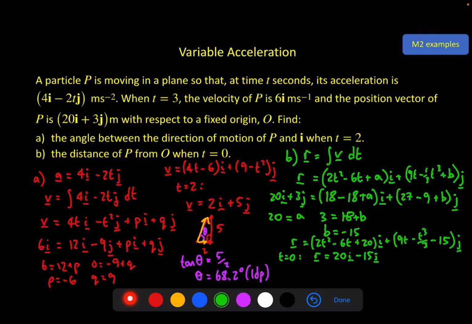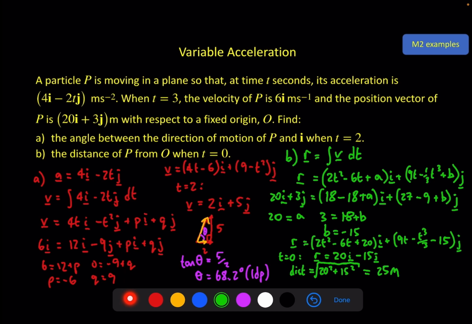So the distance from the origin is just applying Pythagoras here. Distance is equal to the square root of 20 squared plus minus 15 squared, which gives us a surprisingly nice answer of 25. Looking back at the question very quickly, I can see that this is meters. So there's quite a lot involved in that example.